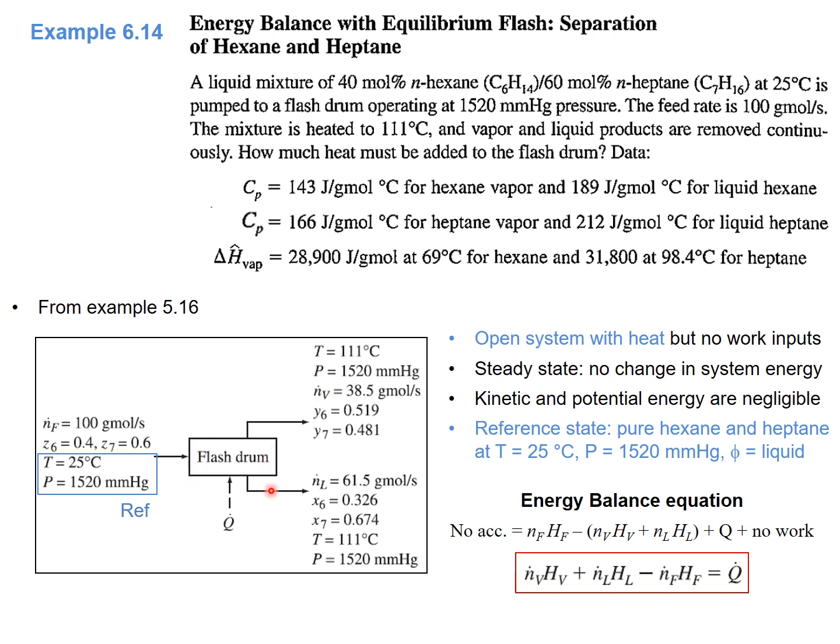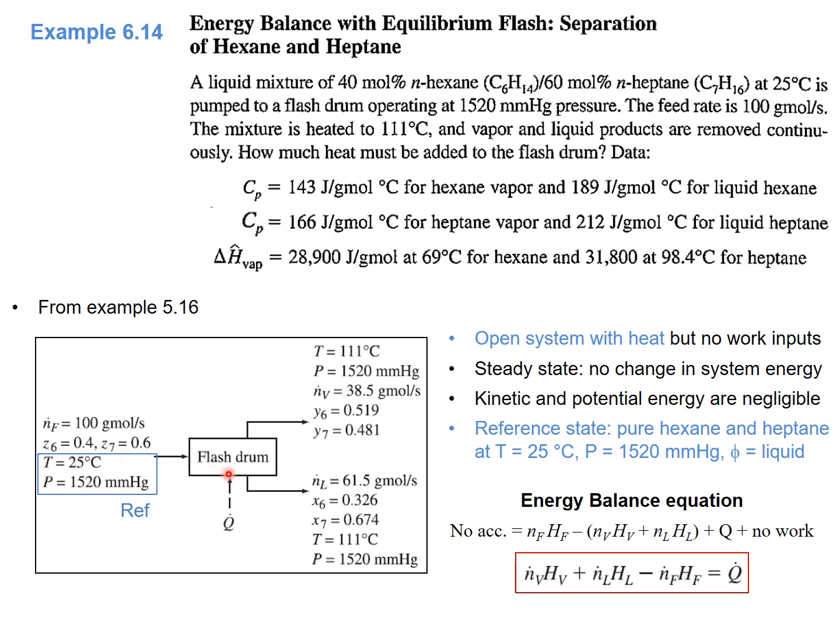Here's a flash drum, and a mixture of 40 mole percent hexane and 60 mole percent heptane is introduced to the flash drum. Here is the feed stream. Also, here is the temperature and pressure for the feed stream.